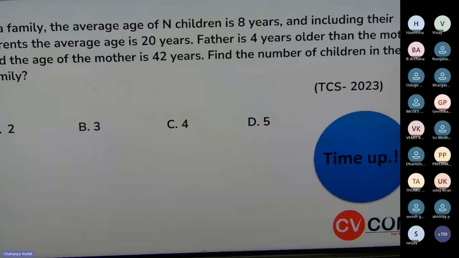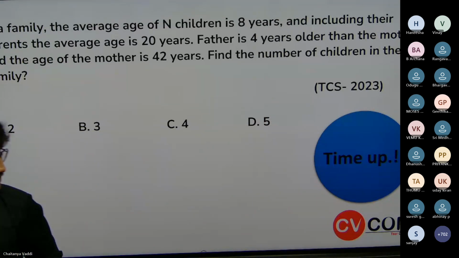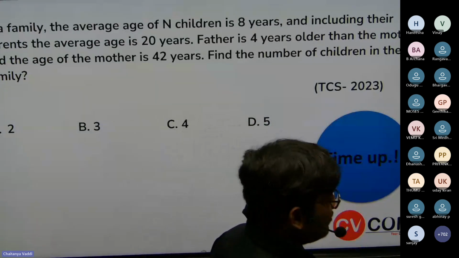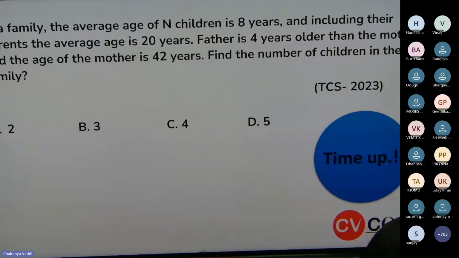Yeah, I got many answers. Somebody posted 4, 5. Yes, I got different answers. So this is the same question given in the TCS exam. Let me explain the question.